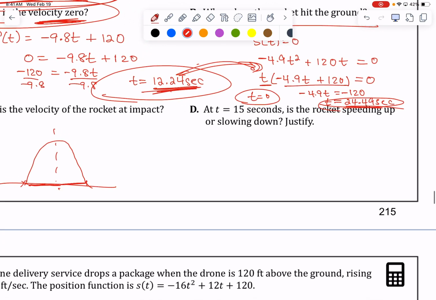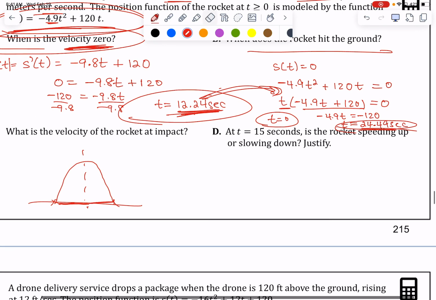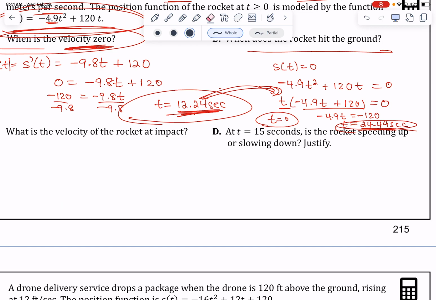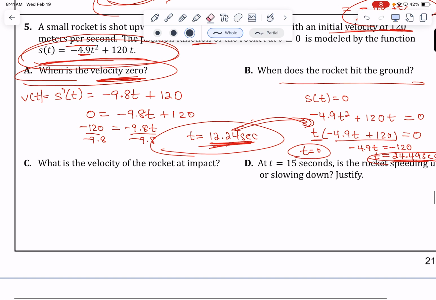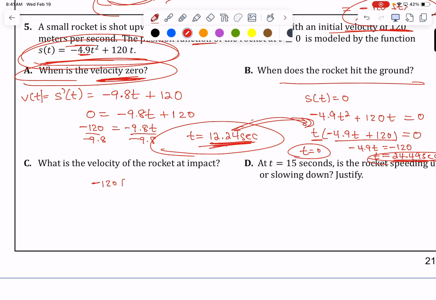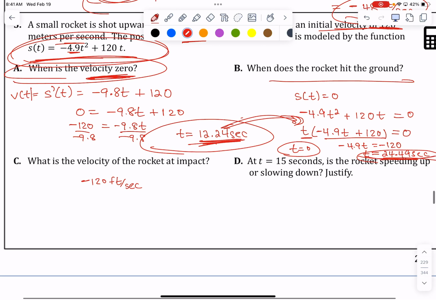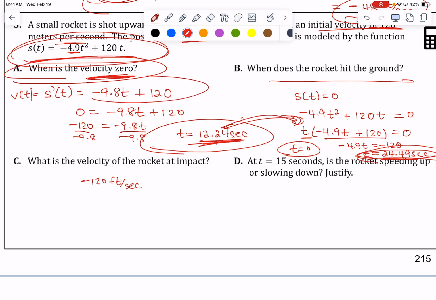All right, now, what is the velocity of the rocket on impact? Well, it's going to be what? Negative 120. Oh, I see. Now, you could have plugged in 24.49, and you should. What's negative 9.8 times 24.49 plus 120? It's going to be close to negative 120.